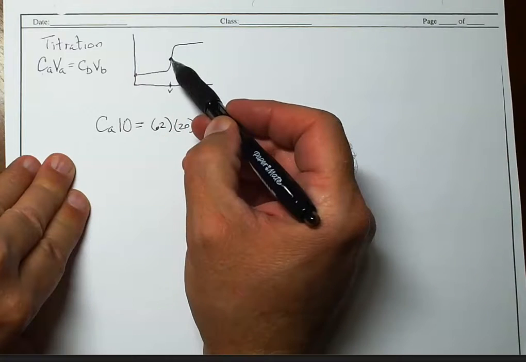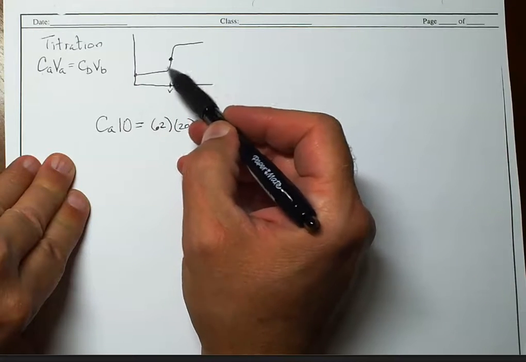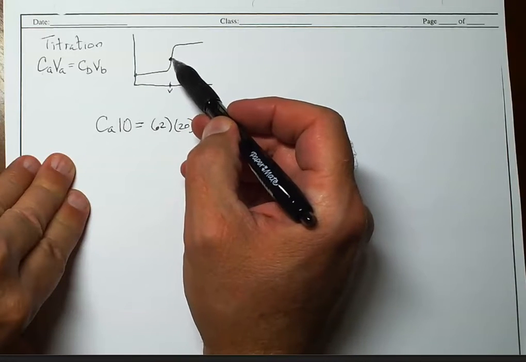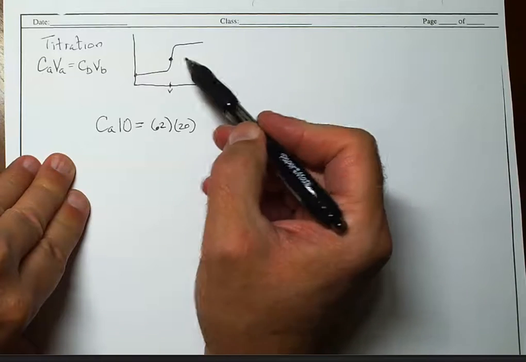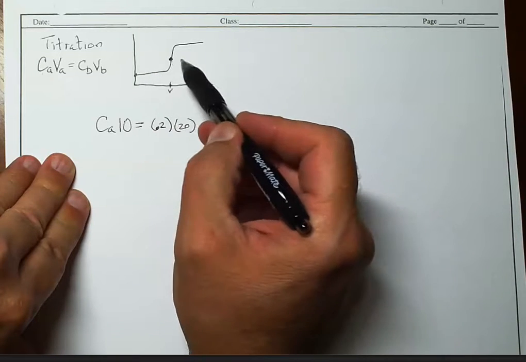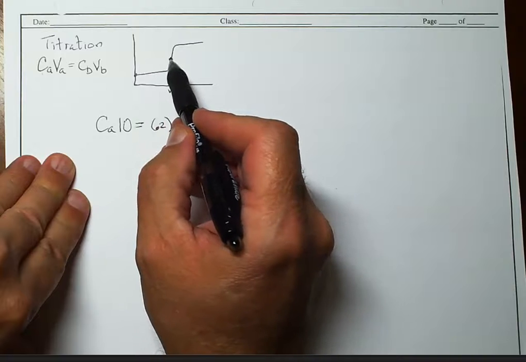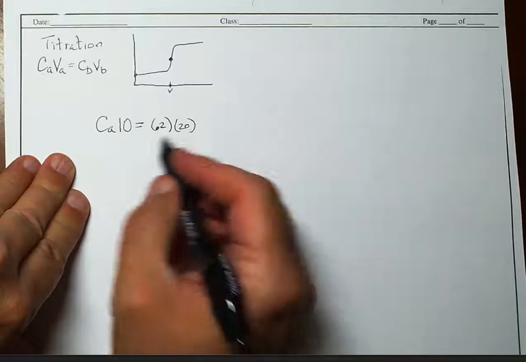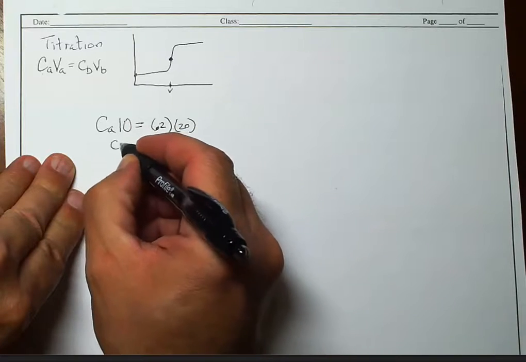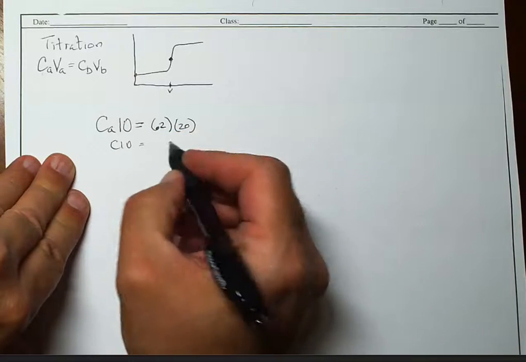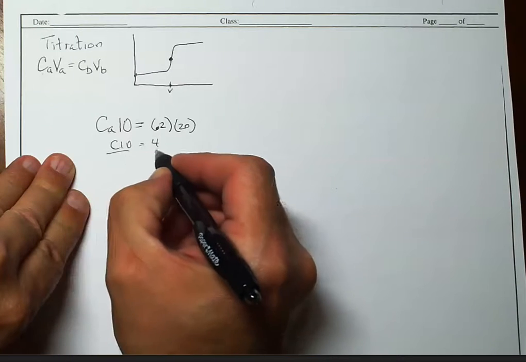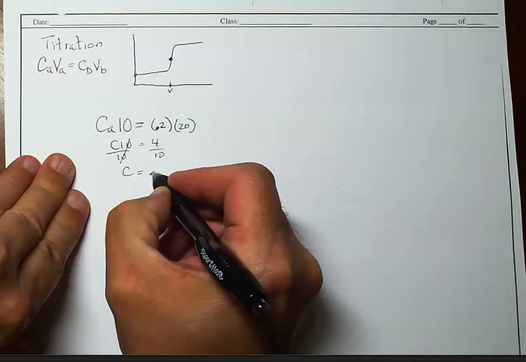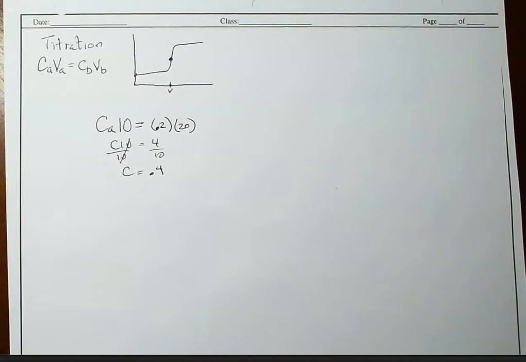Now again, the end point is either indicated by the second derivative of this graph. Some of you will get that, the inflection point here. Or we may have used a color changing indicator. The one we used to give us a pH of 7 turned green right at a pH of 7. So all we do here is that C times 10 equals 0.2 times 20, which is 4, and we divide by 10 on each side, and we get that our concentration is 4/10 or 0.4.